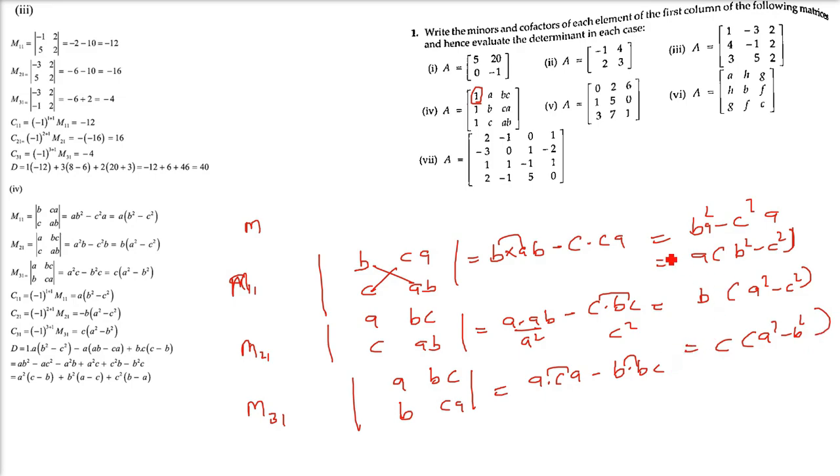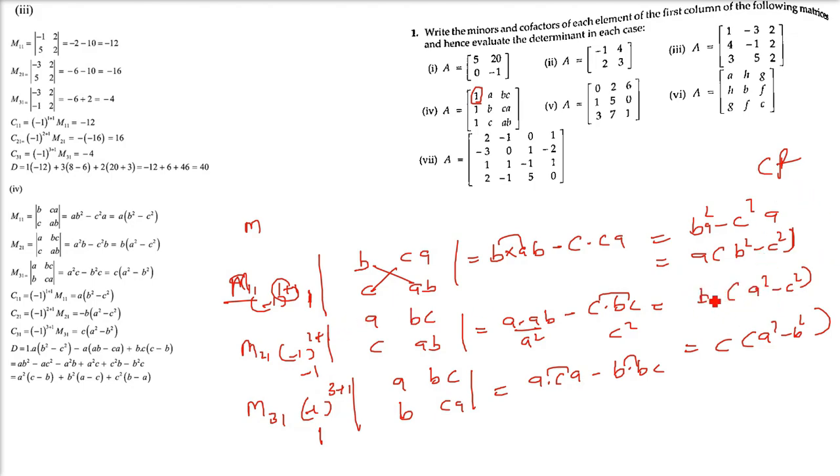Now these are the minors. In order to find out the cofactor, we just have to multiply it with -1 to the power i plus j. i plus j is simply the row and column number. So this will be -1 to the power 1 plus 1, -1 to the power 2 plus 1, -1 to the power 3 plus 1. -1 to the power 4 will remain like that, and -1 to the power 2 plus 1 will be negative.